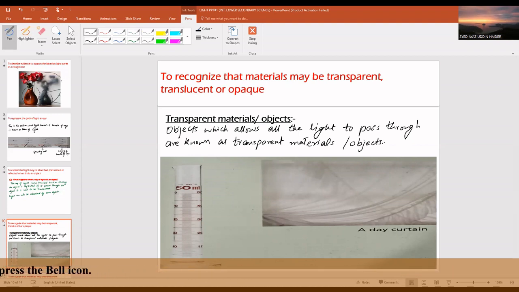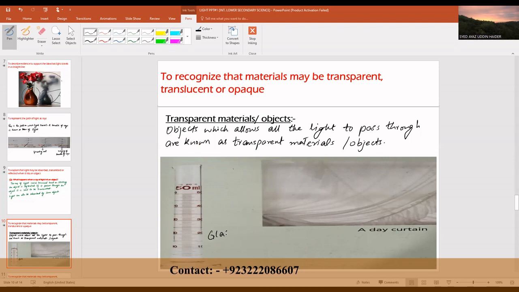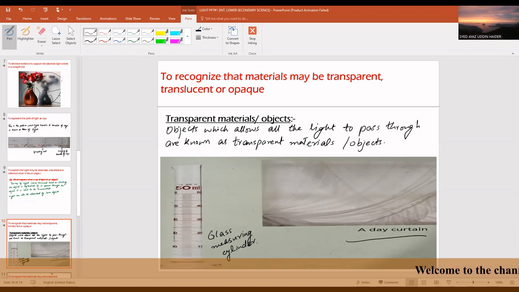Some examples of transparent objects are a glass measuring cylinder. This one is a glass measuring cylinder. And day curtain, etc.